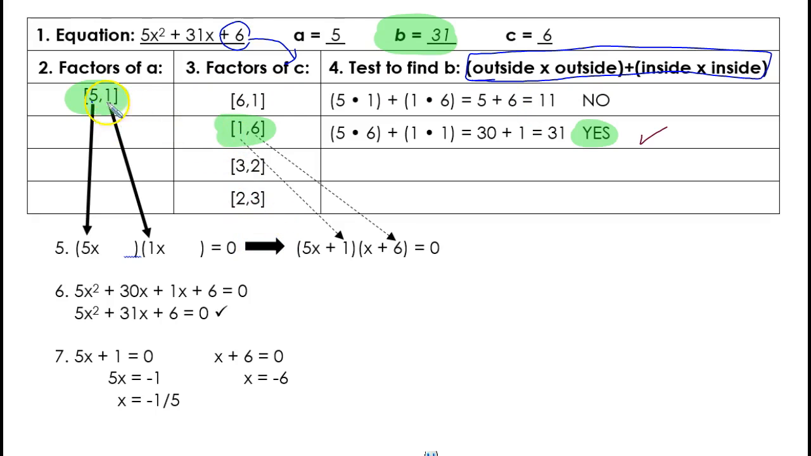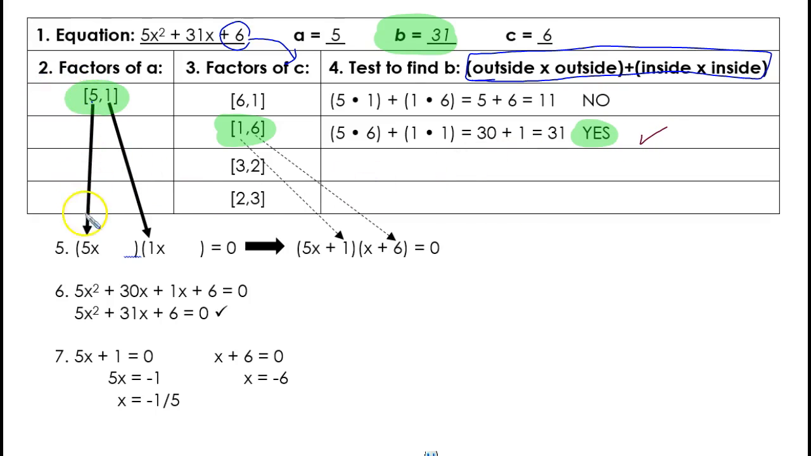We try the next one. 5 times 6 is 30, plus 1 times 1 is 1. 30 plus 1 is 31. And in fact, 31 is our goal. Once you get what you're looking for, you can stop. You don't have to go any further. There's other possibilities out there, but they're not the ones that are going to work. We found it. This is what we're going to use.